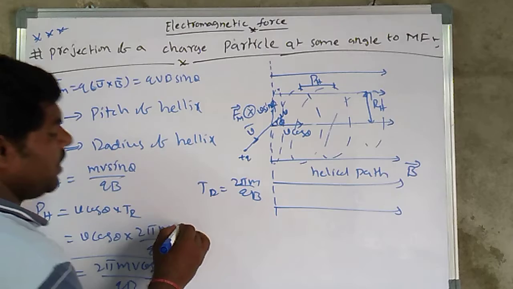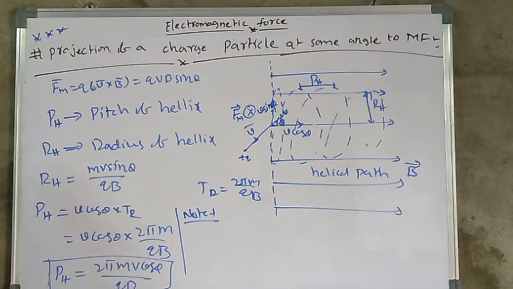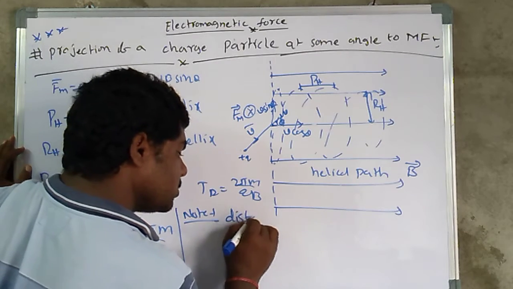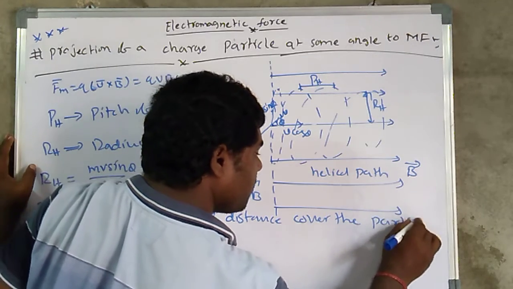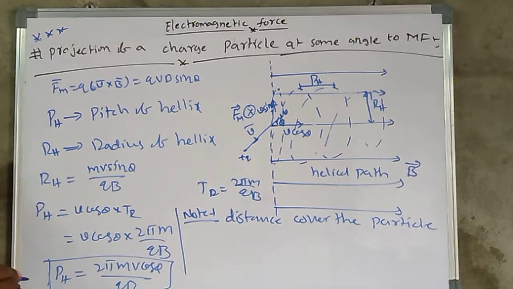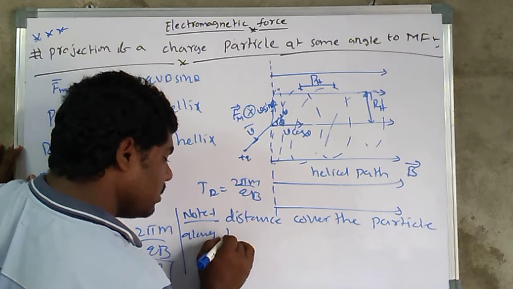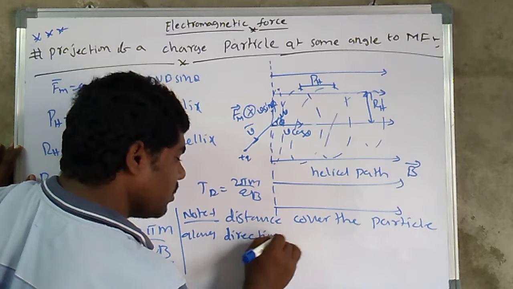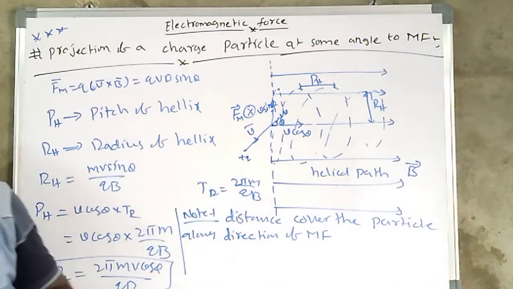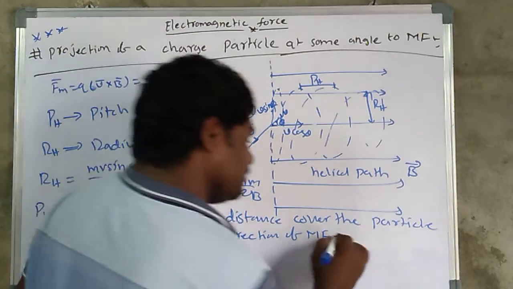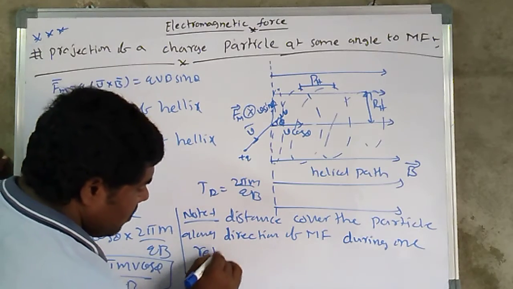Here a very important note: the pitch is the distance covered by the particle along the direction of the magnetic field during one revolution.